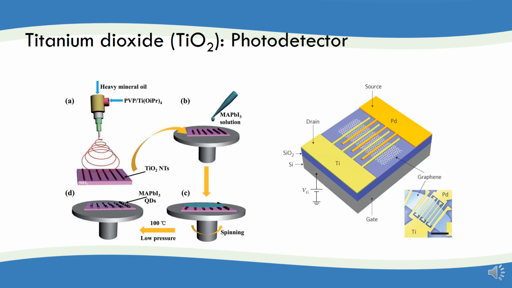on our substrate. Then we spin coat, and at step D, you can see we bake at 100 degrees with low pressure. And the perovskite will deposit on the substrate. Then we use this to fabricate a photodetector device, here at the right side. So this is the photodetector part.